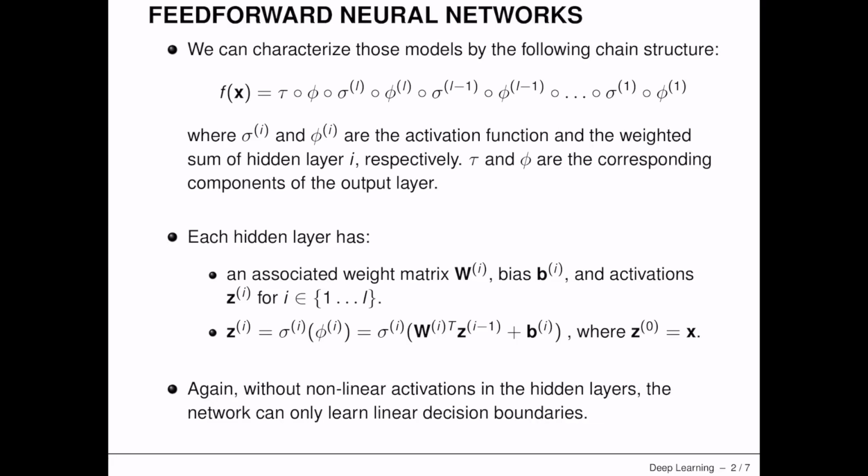We can describe such a feed-forward neural network with L hidden layers as a function that is a concatenation of several other functions, as we can see here. Here, the sigma i is the activation function of the i-th hidden layer, and phi i is the weighted sum of the inputs of layer i.